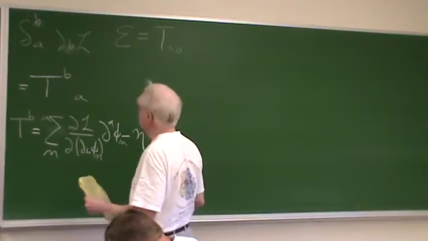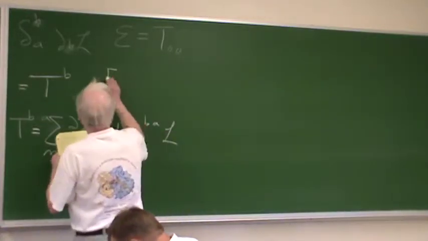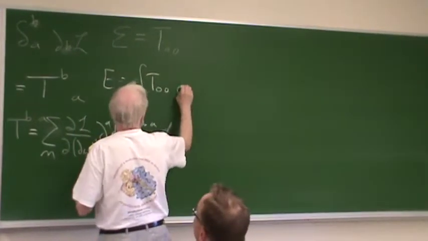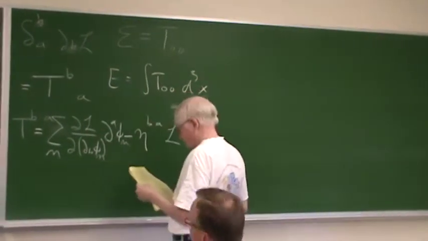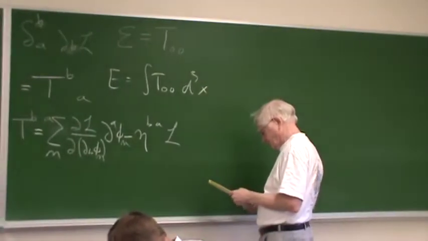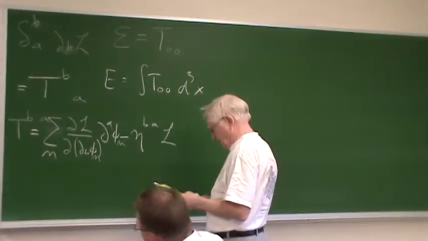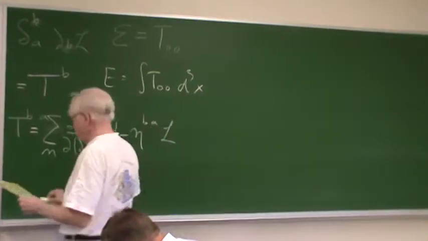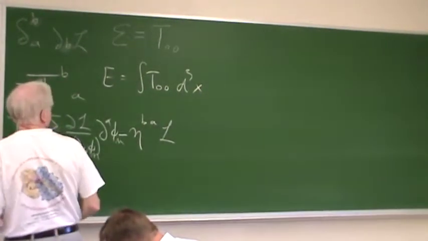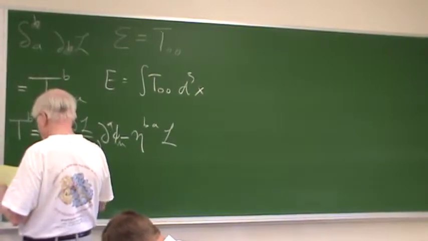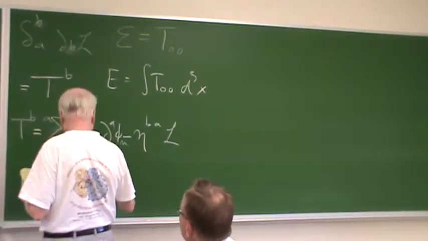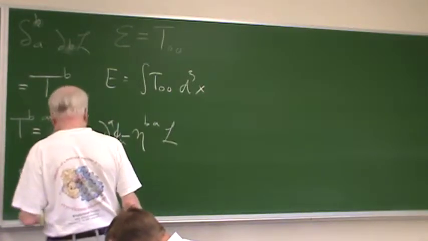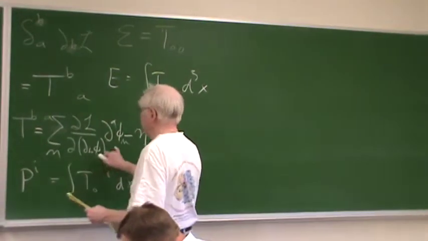Okay, so what's conserved? What's conserved is the energy, and this is an integral of T00 d cubed x. And the momentum also is conserved, and the ith component of the momentum is an integral of T0i d cubed x. And what is this in this particular case?